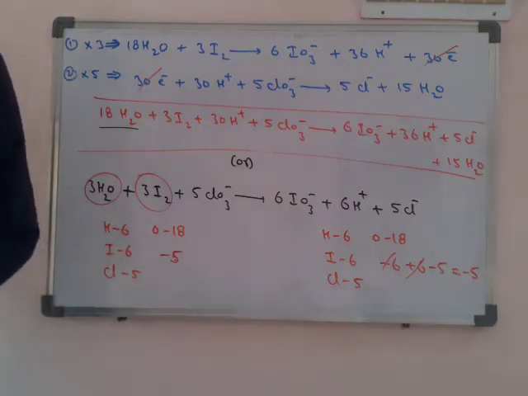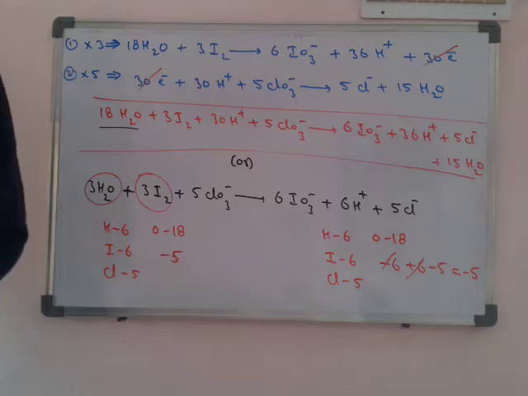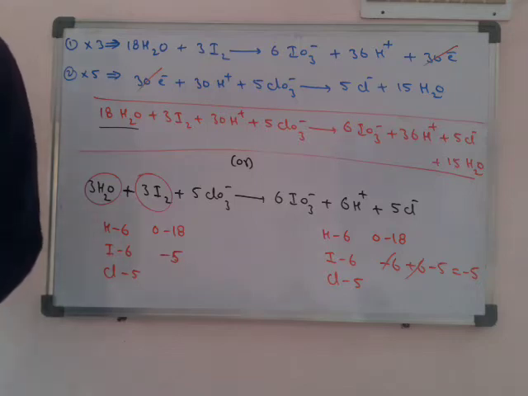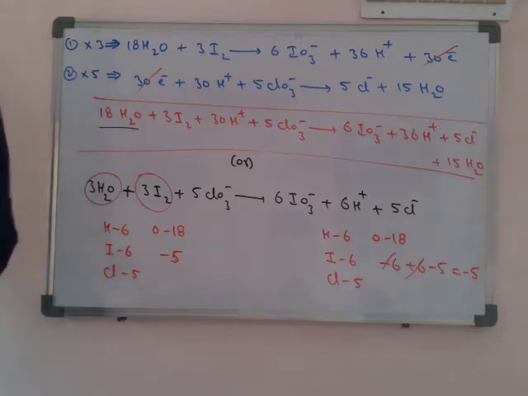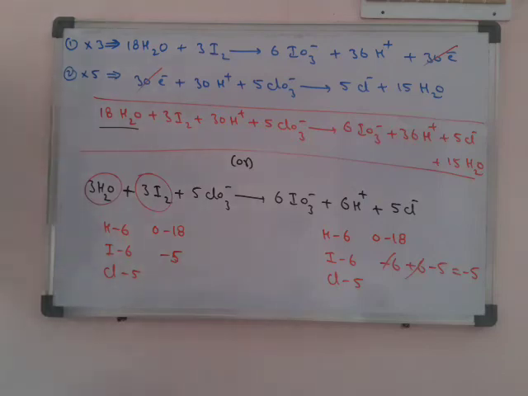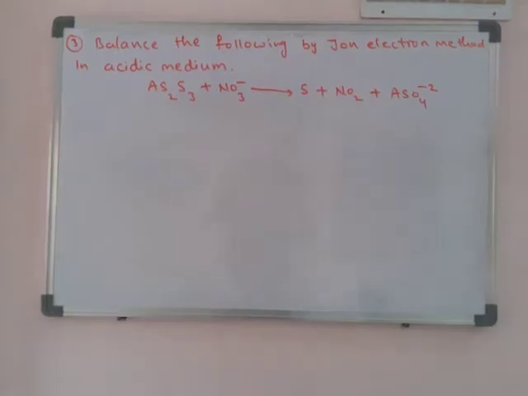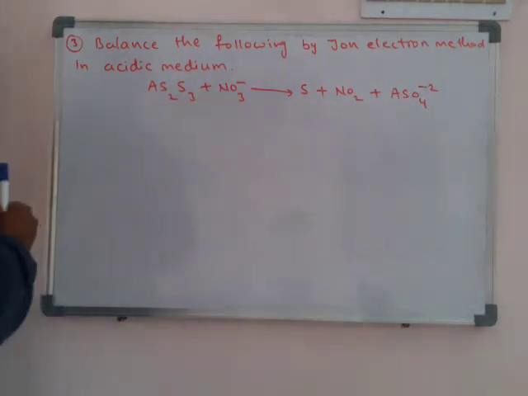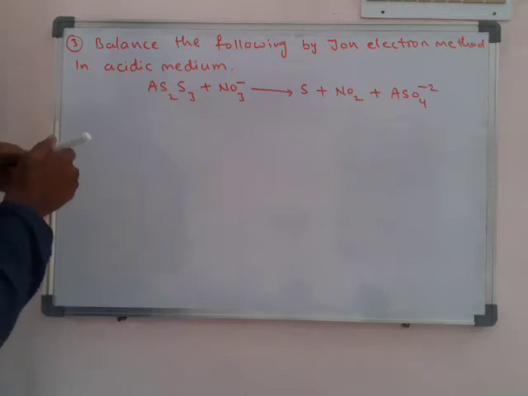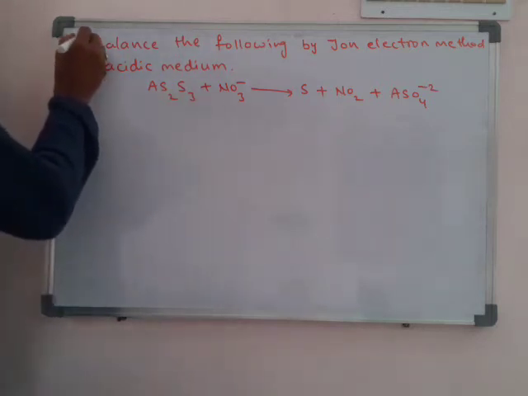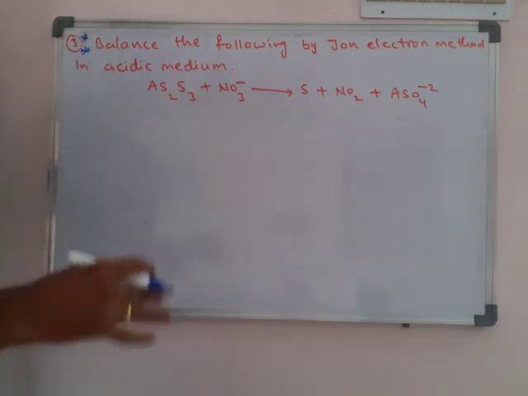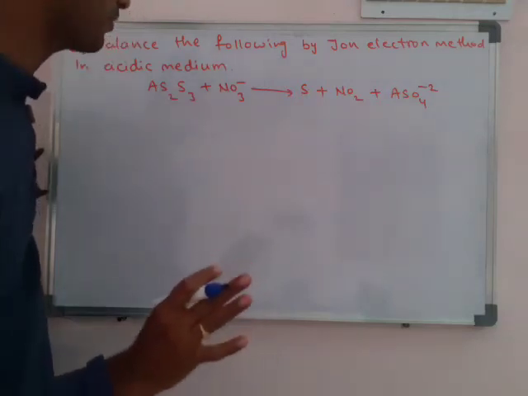Okay, so now we see one more example. Balance the following by ion electron method in acidic medium. Okay, so here what is the importance? This is a very important question. It is different when compared to the other example. What is the difference in type?